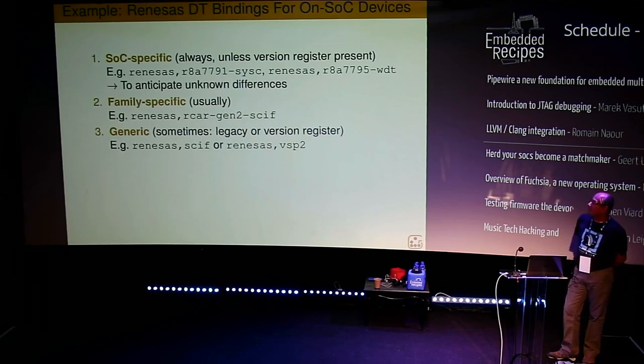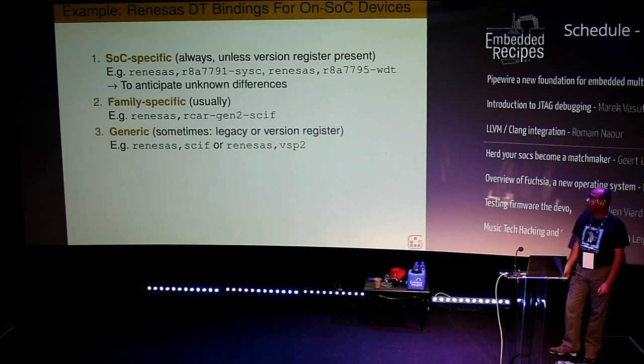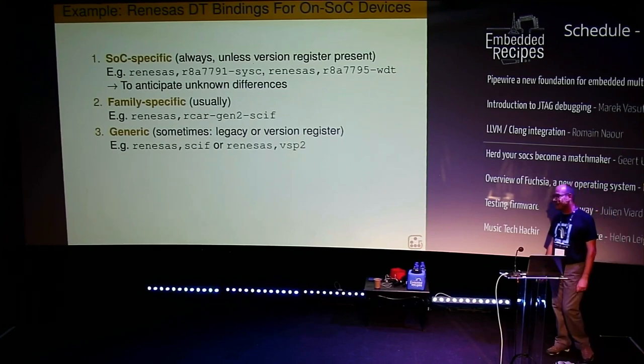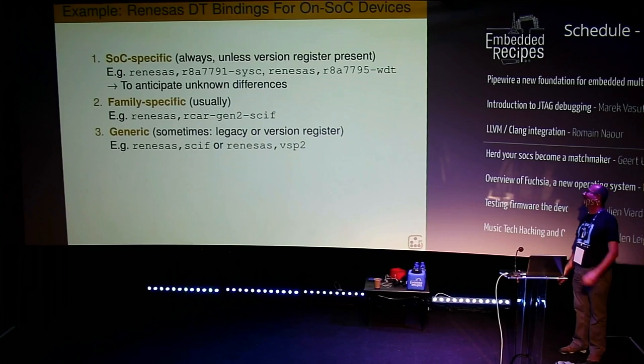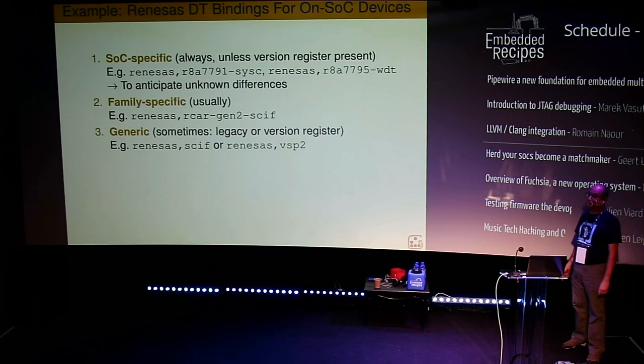So now I'm going to talk about what we did for the Renesas ARM SoCs. We decided to always specify an SoC-specific compatible value first. So that's one that encodes the part number of the SoC. The first one is for the system controller on the R-Car M2-W SoC, which has part number R8A7791. Yeah, I know all of them by heart, but probably the audio doesn't do that. Or another example is a watchdog for some other R-Car H3 SoC. And we do that even if we think that there are no differences, so we can anticipate unknown differences that are discovered later.